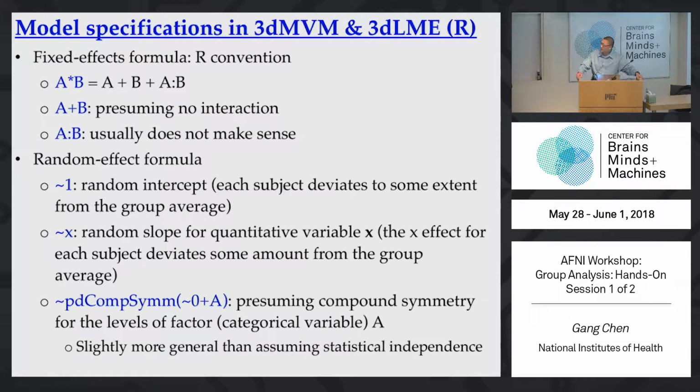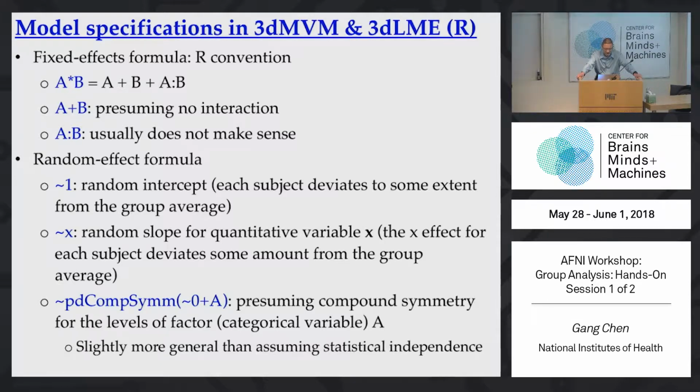One thing I want to mention is the R notations, which are typically used in both 3D MVM and 3D LME. The notation A star B is R notation. When you have two variables, which can be factors or quantitative covariates, A star B means A plus B plus A colon B. That means we want their main effects plus their interaction. A colon B means the interaction between the two variables. A plus B means main effects without interaction. That's for the fixed effects.